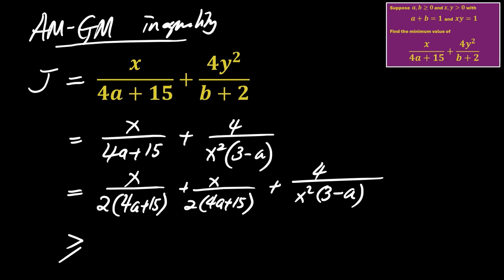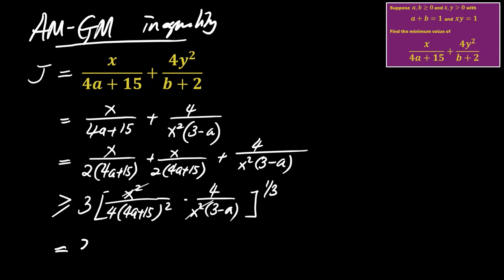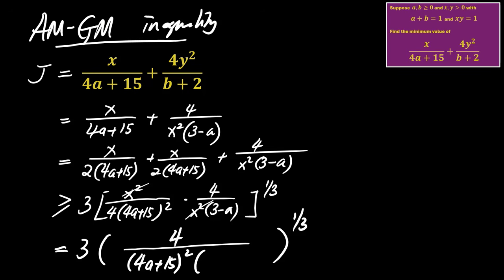It will be greater than or equal to 3 multiplied with the product raised to the power 1 over 3. So as you can see, this will be x squared over 4a plus 15 squared multiplied with 4 over x squared times 3 minus a, and x squared can be cancelled off. Now what we have here is 3. In this case, we are not going to cancel the 4, so put 4 in the numerator and put the 4 inside the second factor, becoming 12 minus 4a.